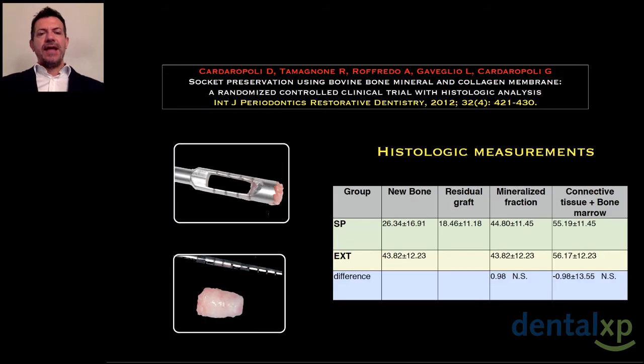And these are the data from the histological analysis. In the test group, after 4 months, we had 26% of new bone, 18% of residual graft, and the mineralized fraction was 44%. In the control group, of course, we had no residual graft, and so the mineralized fraction was 43%. So we can see that the difference in mineralized tissue between test and control group was not of statistical significance.